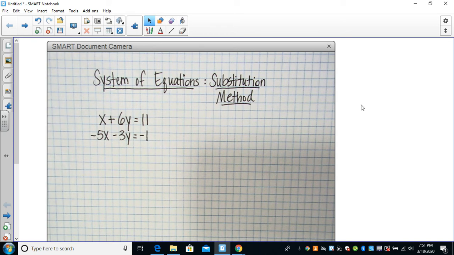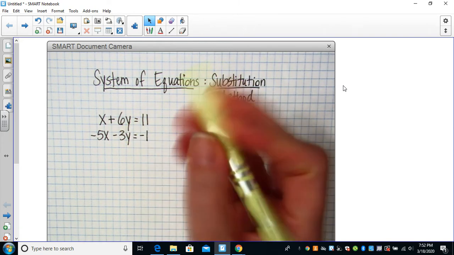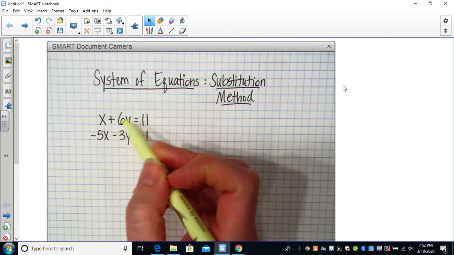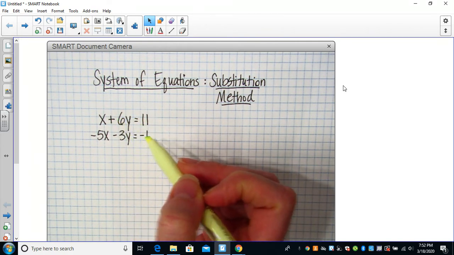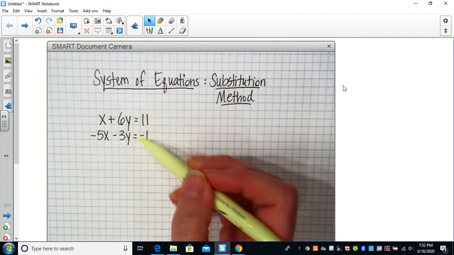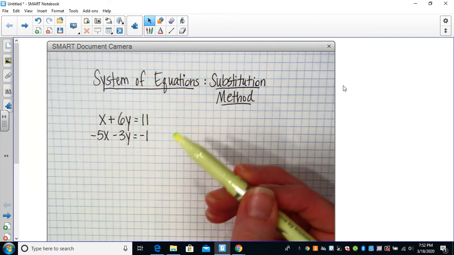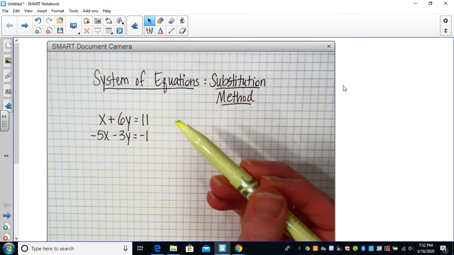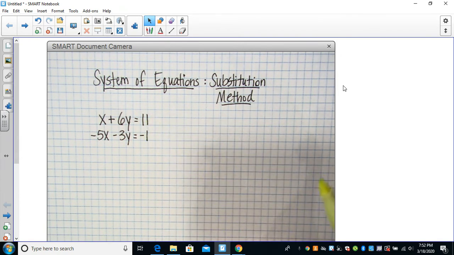Now we're going to look at solving systems of equations using the substitution method. Again, just like elimination, it sounds like the word substitution. What we're trying to do is substitute in a value for x or a value for y. In order to do that, the easiest thing is to solve one of these equations for x by itself or y by itself.